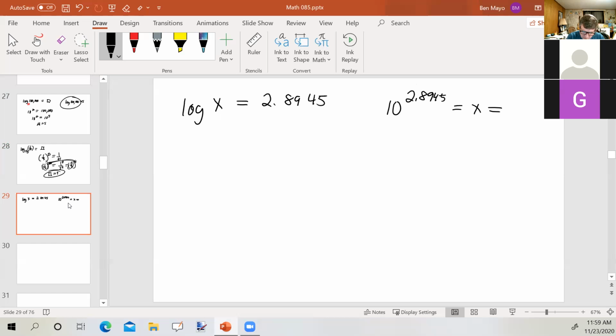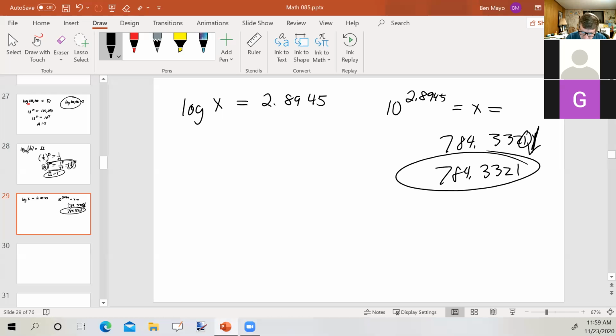So now 10 raised to the 2.8945 power, and we're going to round this to 4 decimal places, 784.33211. So the 1 would round down, 784.3321 would be the answer.